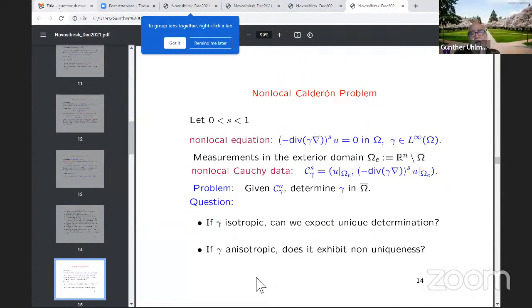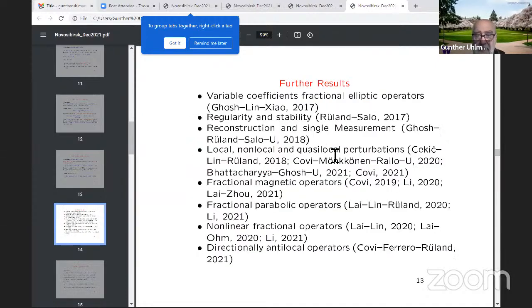Okay, so what I'm going to consider now is actually the variable coefficients. In the case where you have, plus a potential, this has been solved in this very nice paper of Ghosh, Lin, and Xiao.